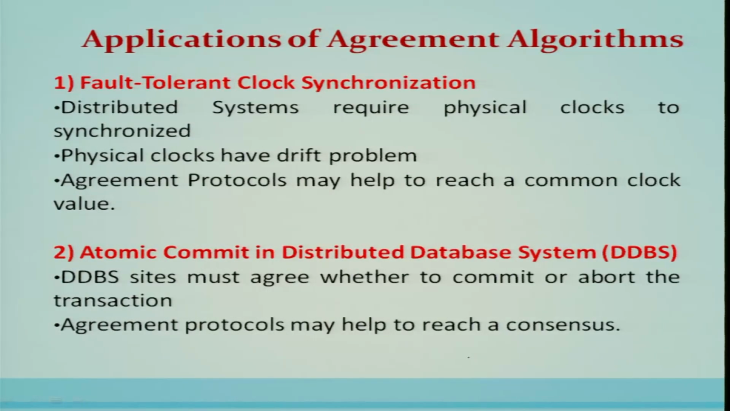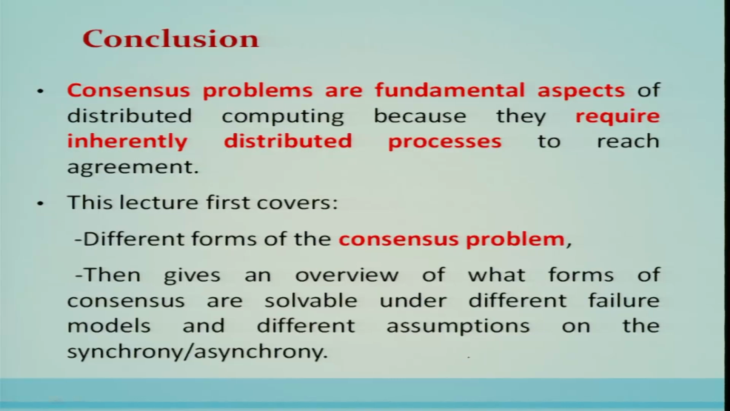Now, the applications of this agreement algorithm are many, and some of them are listed over here. The first application is fault tolerant clock synchronization. Distributed systems require physical clocks to be synchronized, so an agreement protocol may help them to reach a common clock value. Next, atomic commit in distributed database systems: distributed database sites must agree on whether to commit or to abort the transaction. An agreement protocol may help to reach a consensus.